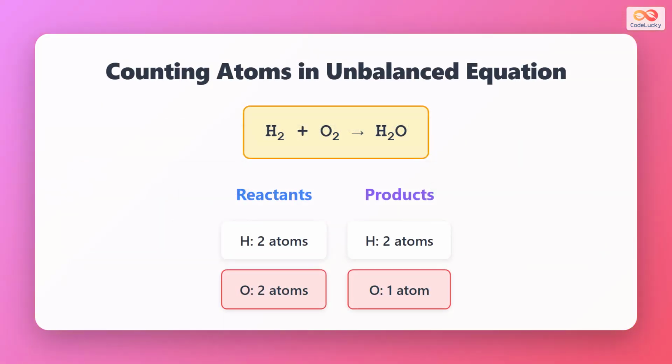Let's count the atoms in our unbalanced equation to see why it's incorrect. In the unbalanced equation, H2 plus O2 yields H2O. Let's examine the reactant side first. We have 2 hydrogen atoms and 2 oxygen atoms. Now look at the product side. We have 2 hydrogen atoms but only 1 oxygen atom. This creates a problem. We started with 2 oxygen atoms, but we ended up with only 1. This violates the conservation of mass. Atoms cannot simply vanish. This mismatch tells us the equation needs balancing.